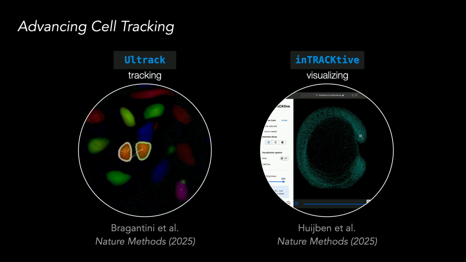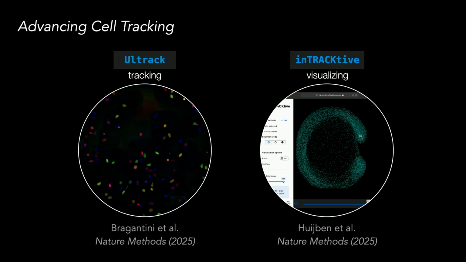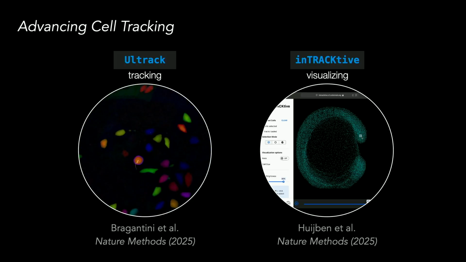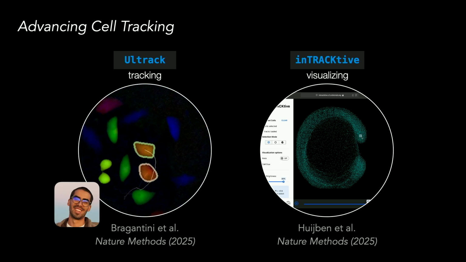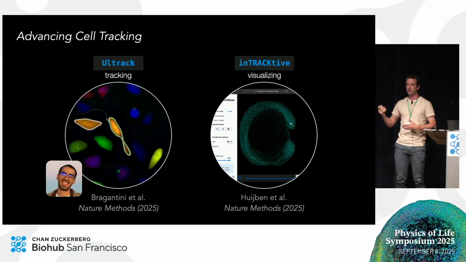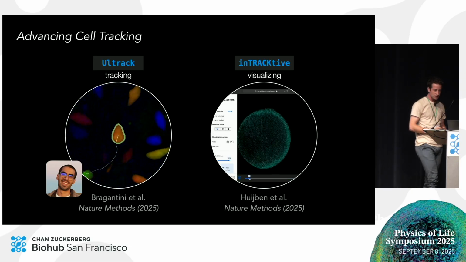And in today's presentation, I will go over two methods we worked on. One is ULTRAC, and the other one is INTRACTIVE. ULTRAC is the actual tracking algorithm, the algorithm that does the tracking itself, developed by Jordao in our group. And INTRACTIVE is the way to visualize your cell tracking data. So let's start with ULTRAC.